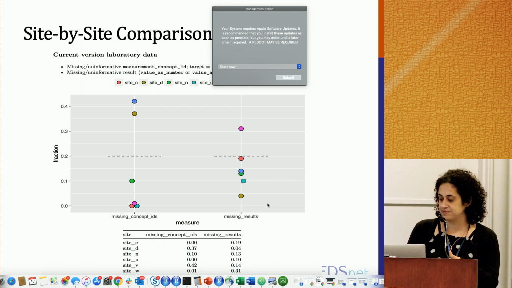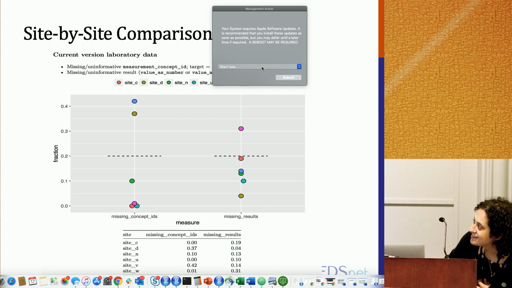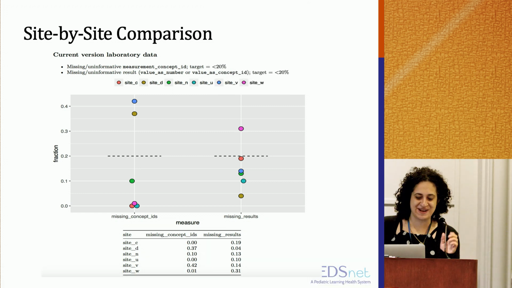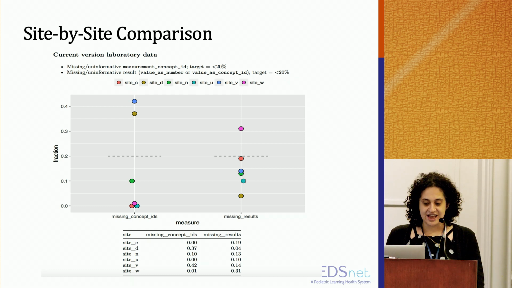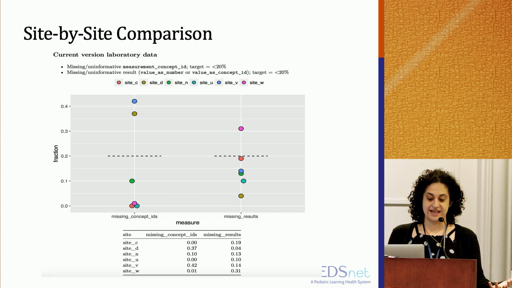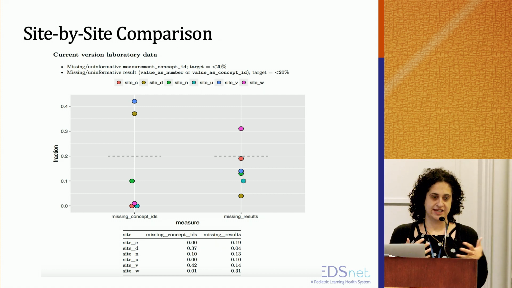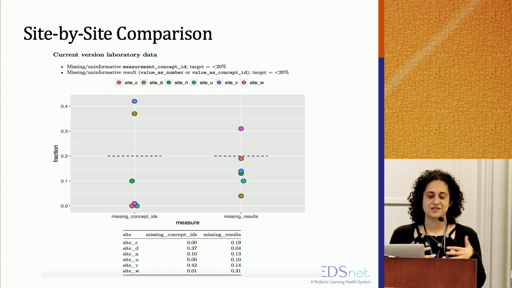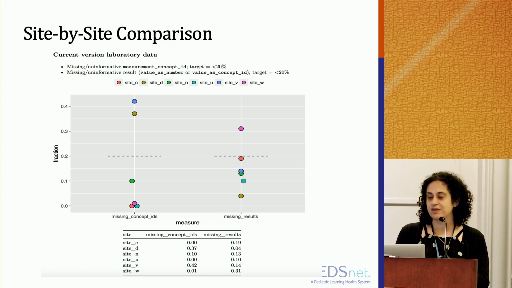So we're trying to create some sort of benchmark. For example, we looked at lab data, at where the measurement concept ID is uninformative and where there's missing data. We are trying to benchmark sites against each other so that they can actually look and see it. We've created all the R code for this, and it's almost ready. We just haven't yet streamlined it into our main DQA, and it's not yet publicly available, but it is something we're hoping to put out there.